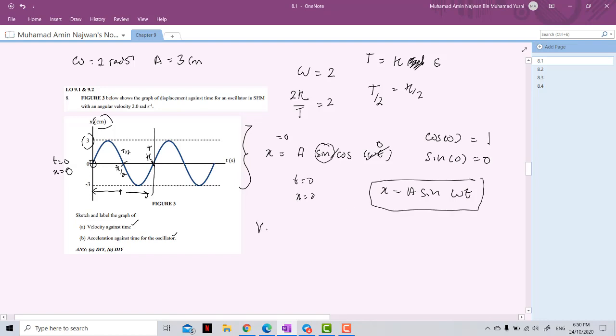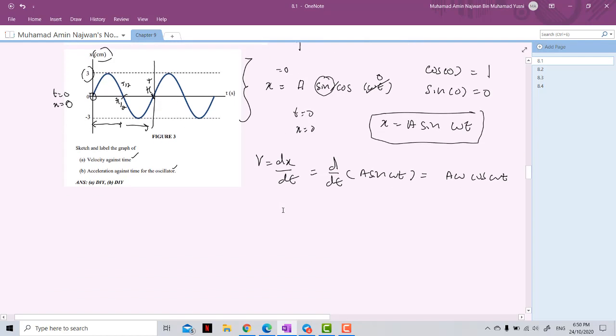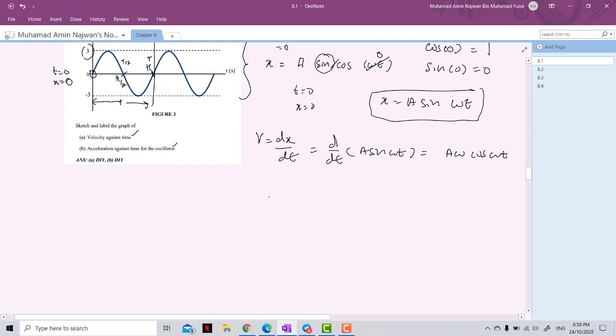Now, how do you get the velocity? V sama dengan dx per dt. Okay, dx per dt adalah d over dt of A sin omega t. So, deriving this, korang akan dapat A omega cos omega t. Boleh terus buat untuk acceleration A. A sama dengan dv per dt. So, d over dt of A omega cos omega t. Korang akan dapat negative A omega square sin omega t.